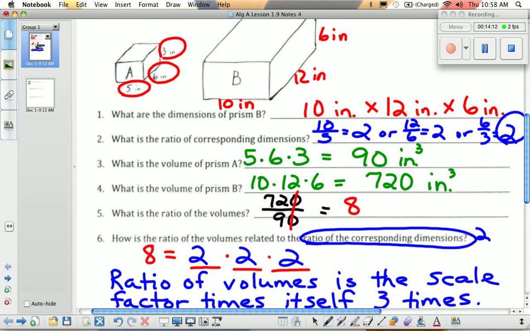She's saying, hey, wait a minute, you guys. We found out that the ratio of the corresponding sides, the scale factor, was 2. And we also have just learned that the ratio of volumes is the scale factor times itself 3 times. So all you have to do is take the scale factor and cube it, multiply it with itself 3 times. But did we even have to do the ratio of corresponding sides?